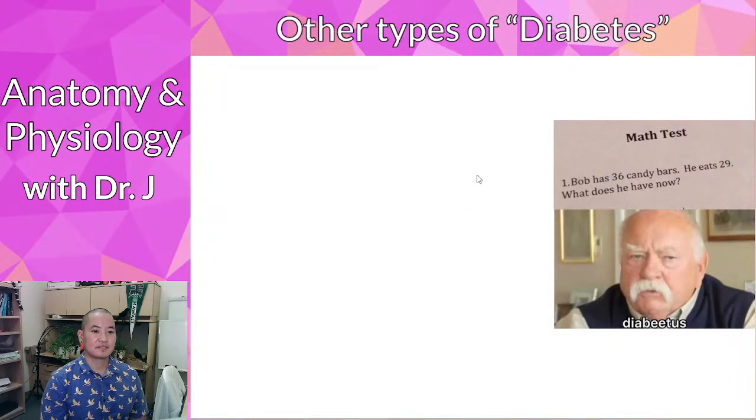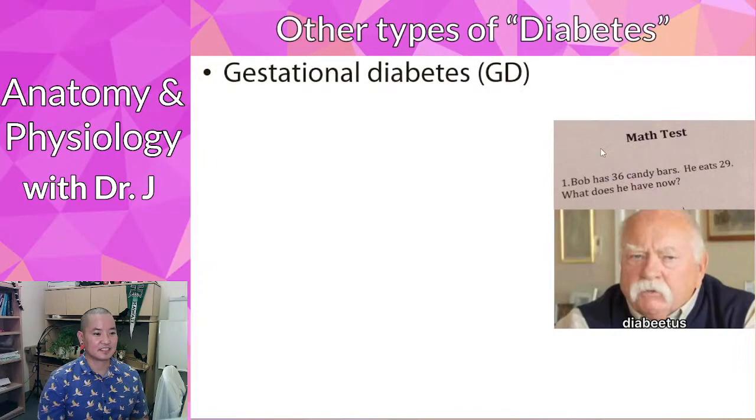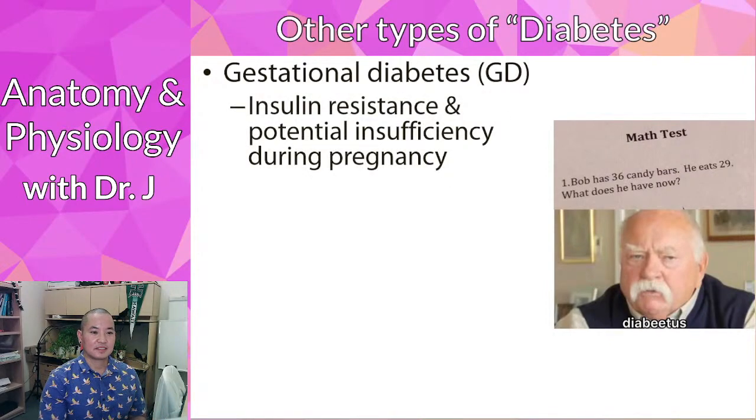Now, there are other types of diabetes as well. Gestational diabetes is related to type 2 diabetes, but it's specific in context. It refers to during pregnancy, when someone becomes insulin resistant, or sometimes has a lack of insulin as well. There are also hormones made by the placenta that make the body more resistant to insulin. So it's specific to pregnancy and hormonal changes. Many hormonal changes occur during pregnancy, but once the pregnancy is over, hopefully it comes back to normal.